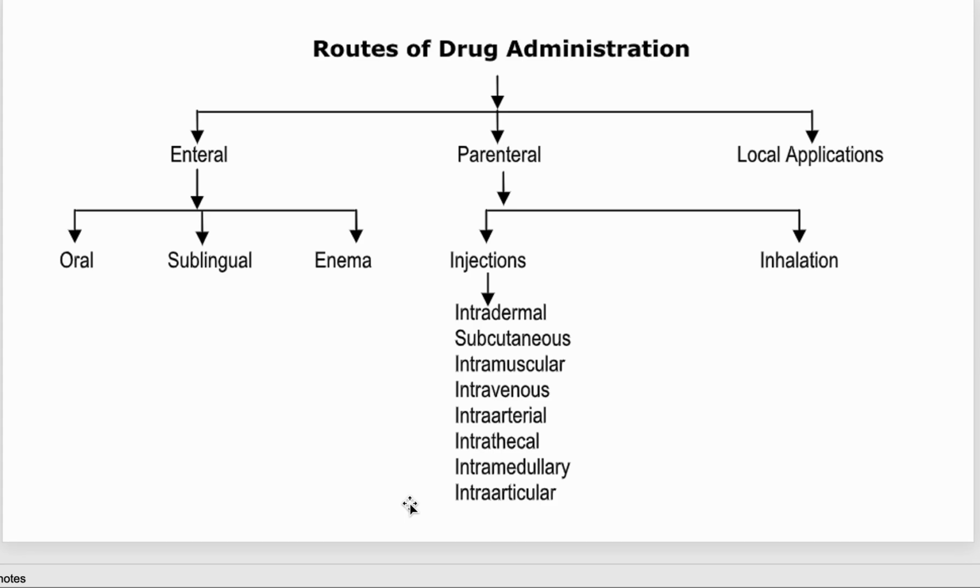Now, parenteral, that is beyond enteral, means routes of drug delivery other than the alimentary tract. They can be done via injections or inhalation. Now there are different ways of injecting a person: intradermal, subcutaneous, intramuscular, intravenous, intraarterial, intrathecal, intramedullary, and intraarticular.